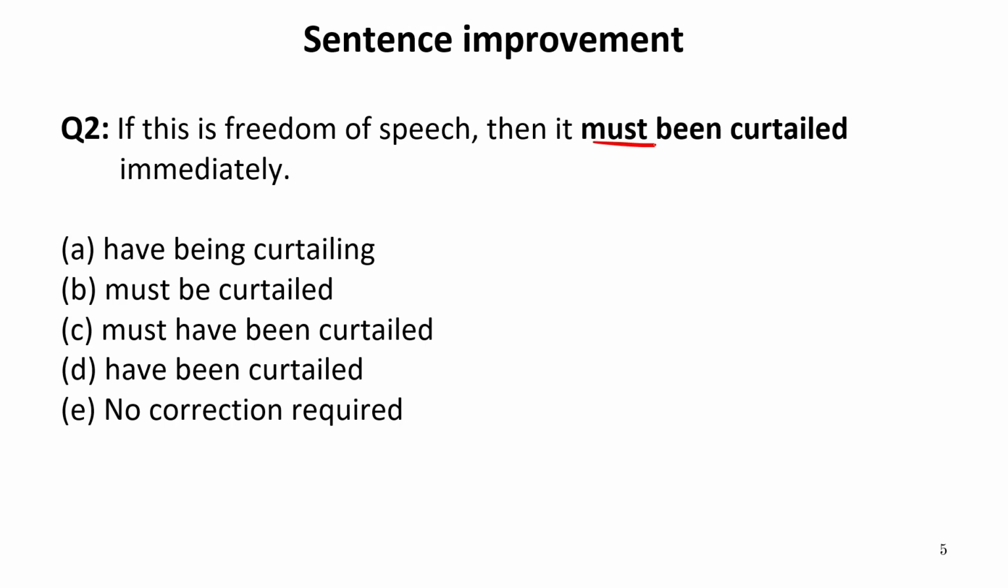Now, must is a modal. So one thing here we know that whenever we have a modal, it is always followed by verb first form, and been is verb third form. So, this is clear from this part that the sentence is grammatically incorrect because we cannot use verb third form after a modal. So, this is confirmed that the given sentence is incorrect. Therefore, no correction required cannot be the answer. So, one option has been eliminated.